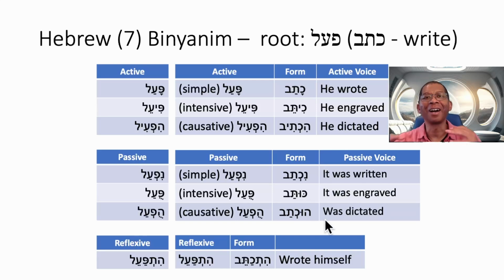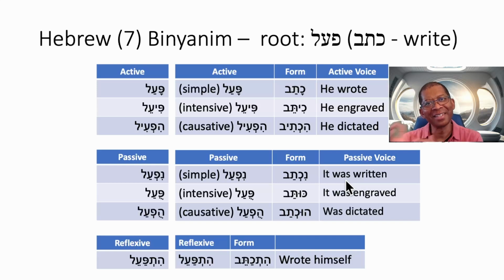And then we have the causative in the passive voice as well. Huktav, was dictated, and that's the huf'al. So huktav was dictated. So if we go to the active voice in the causative, hiktiv, he dictated, huktav, was dictated, passive, okay? Intensive, active, kitev, he engraved. Intensive, passive, kutav, it was engraved. Simple, active, katav, he wrote. Simple, passive, niktav, it was written.